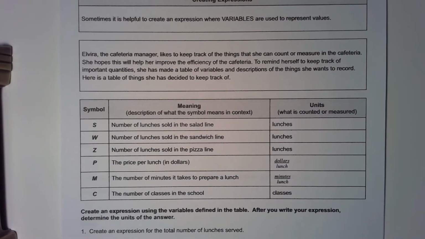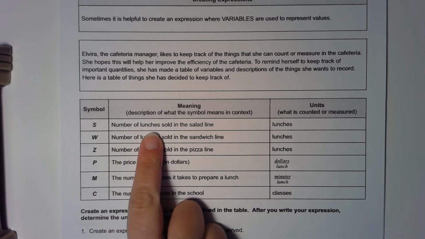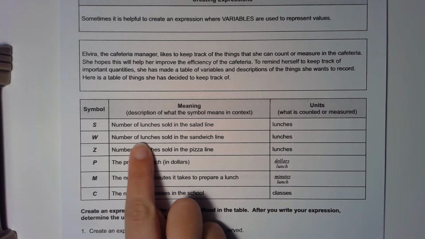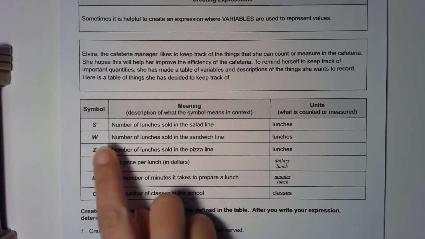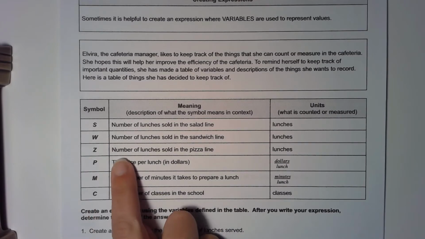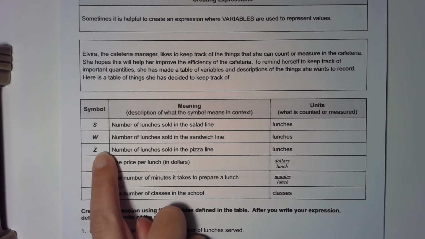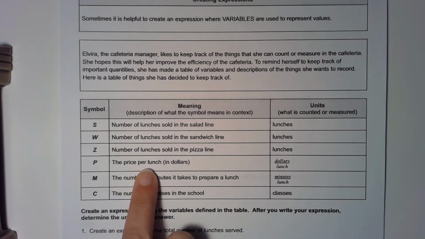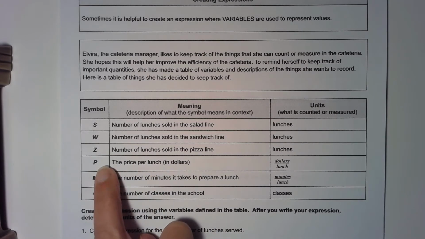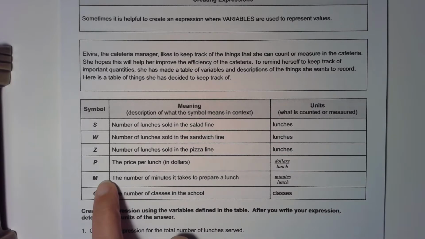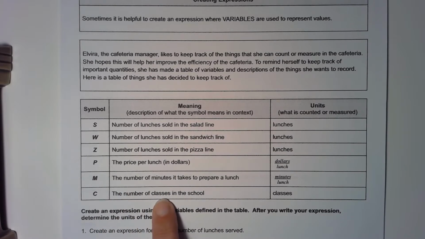So she has decided to keep track of the number of lunches sold in the salad line, and she's going to use the variable S for that. She's going to keep track of the number of lunches sold in the sandwich line. She's going to use the variable W. In the lunches sold in the pizza line, she's going to use the variable Z. The price per lunch in dollars is going to be P. The number of minutes it takes to prepare a lunch is going to be M, and the number of total classes in the school is going to be C.